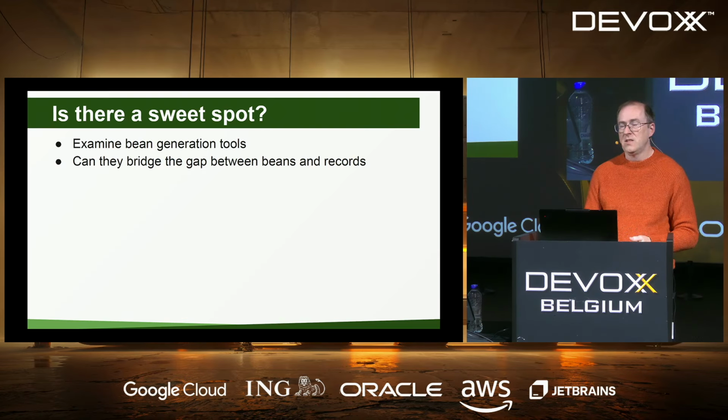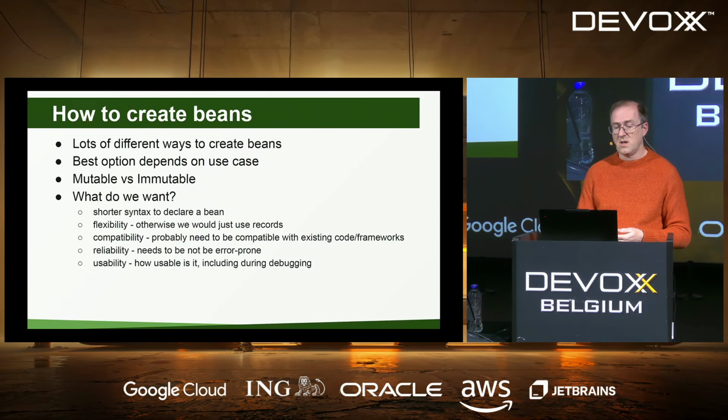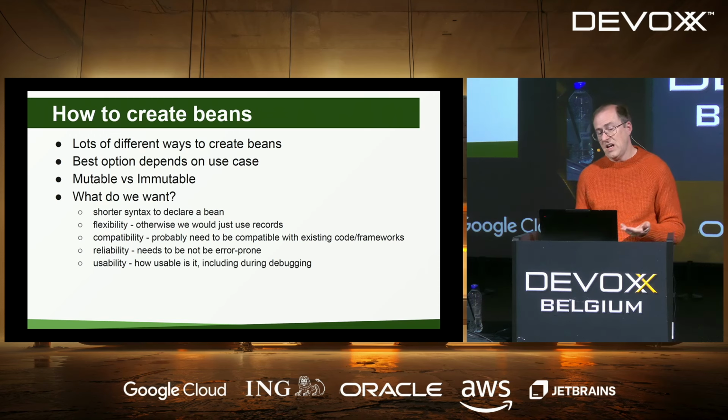So this talk's really about, is there a sweet spot? Does bean generation allow us to provide some kind of sweet spot between the two? So there are lots of different ways to create beans, and how you do it depends on particular use cases. Do you want mutable ones? Do you want immutable ones? But what do we actually want out of some generation tool?